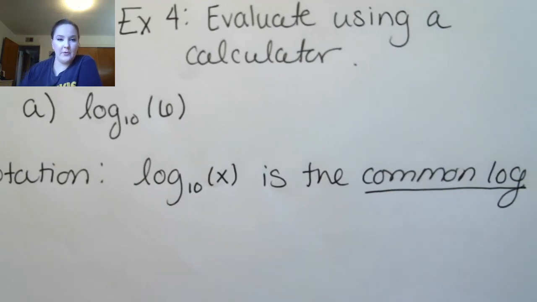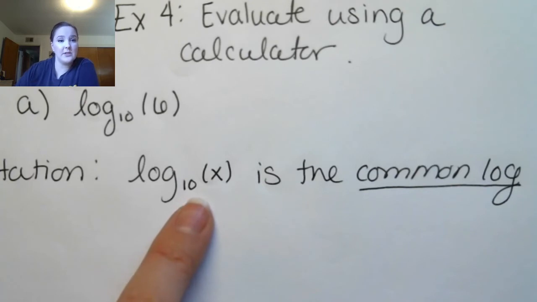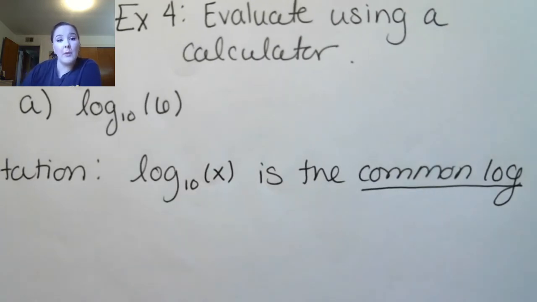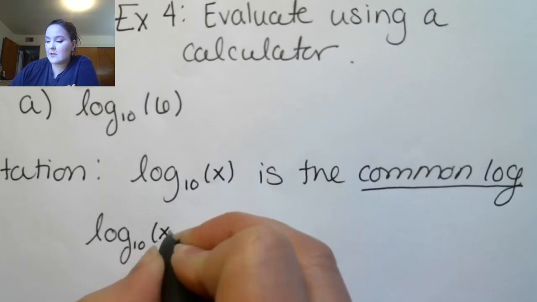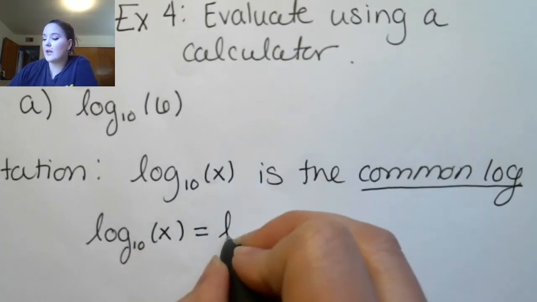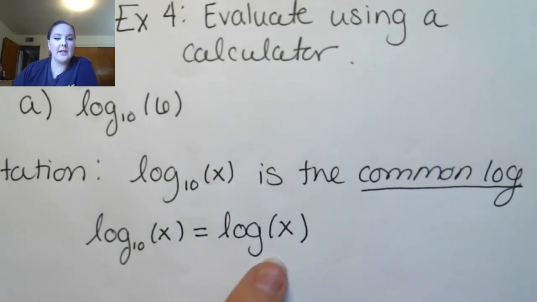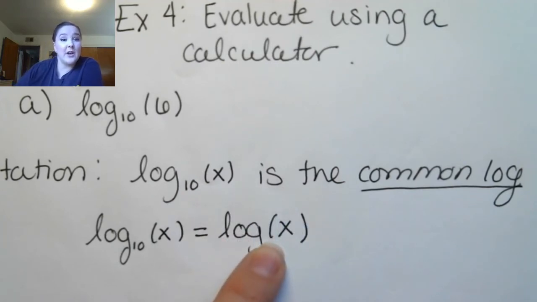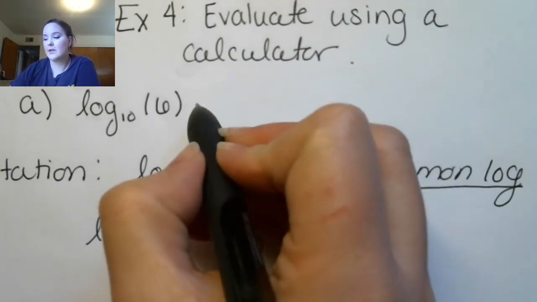Okay, now before there were calculators and computers, people used this log all the time to do computations, and they used it so much that it has its own special notation. So we can write log base 10 of x, or we can write just log of x. This is what you'll see on your calculator: instead of saying log base 10, your calculator will just say log of x. Okay, so let's get back to our example.